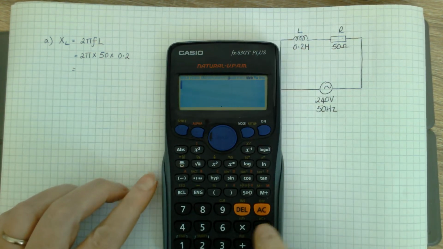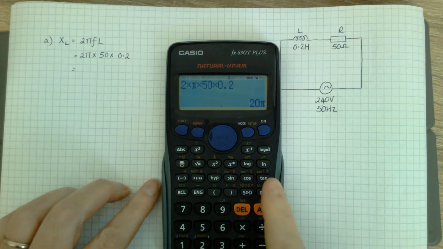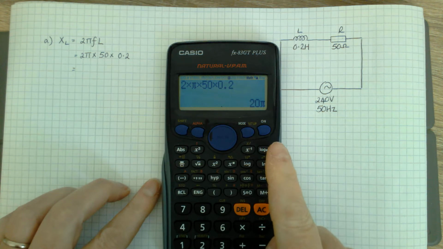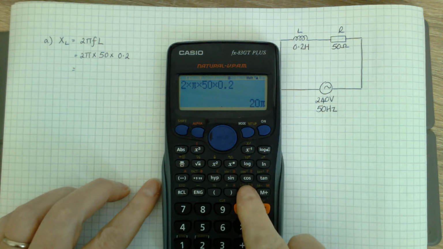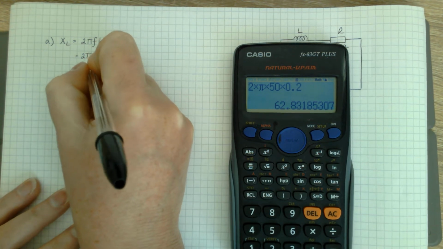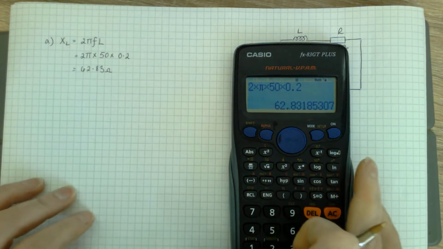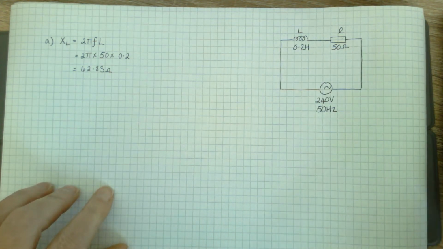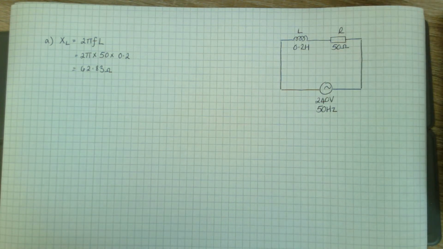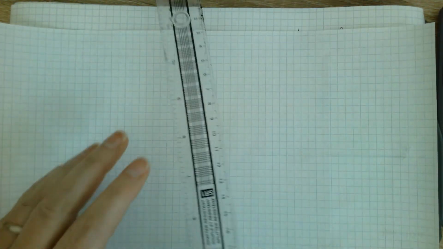So in your calculator, 2 times pi times 50 times L. If your calculator's like mine and it's set up for maths mode, you just press standard to decimal, and that puts it into a decimal number. Now you're not asked for XL in the question, you're asked for Z. So in order to do that, I'm going to sketch an impedance phasor diagram.